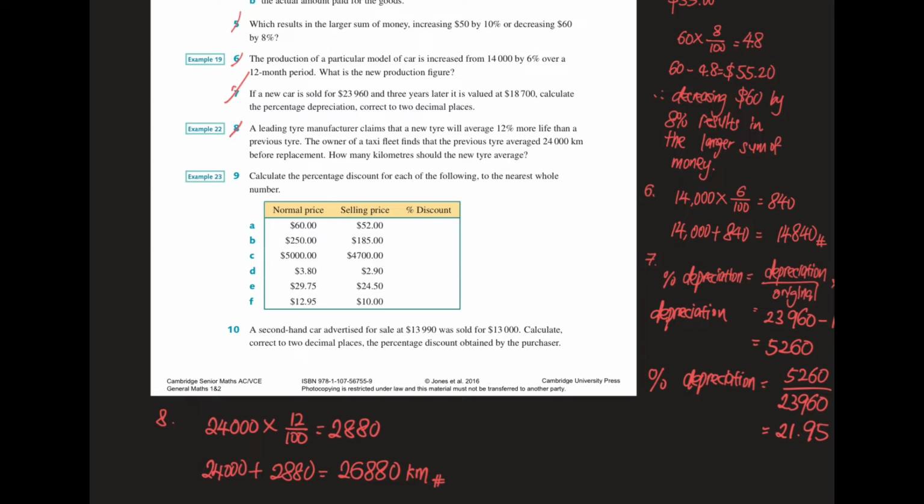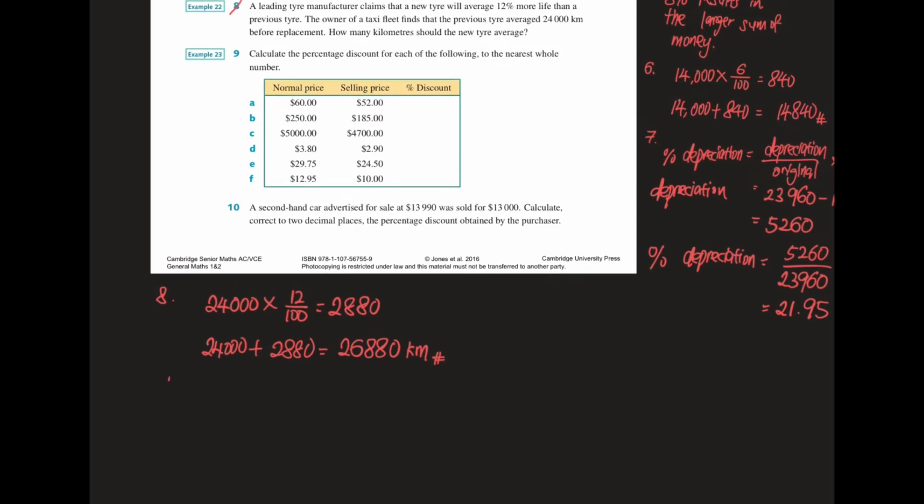And number 9, calculate the percentage discount for each of the following to the nearest whole number. So A, normal price $60, selling price $52, percentage discount. Okay, so let me write down the formula first. Number 9, percentage discount equals discount over original times 100%.